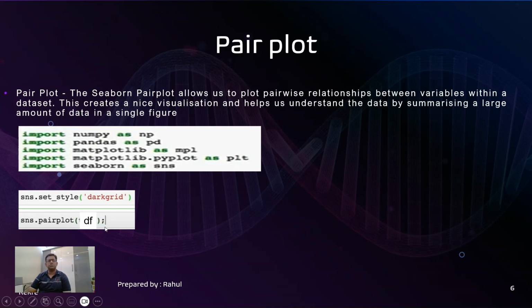In the previous slide we saw how to create df data frames. So once the data frame is created, we can use sns, which is the alias created for Seaborn, and you can draw a graph called a pair plot. I have given an explanation: the Seaborn pair plot allows us to plot pairwise relationships between variables within a data set. This creates a nice visualization, helping us understand the data by summarizing a large amount of data in a single figure, right? So graphically, you can represent your data with the help of Seaborn and Matplotlib, but before that, you need to create your df data frame by reading that file through pandas.